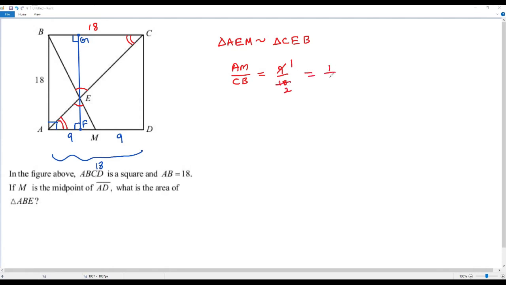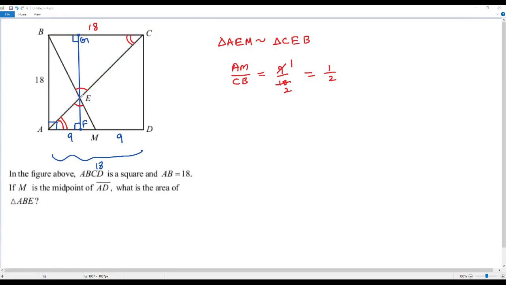Okay, here I got the ratio of the corresponding sides of these two similar triangles. Since these two triangles are similar and the corresponding sides are in the ratio 1 over 2, we'll have the heights of these two triangles in the same ratio 1 over 2. Here the line segment EF represents the height of this triangle AEM, and this line segment EG represents the height of this triangle over here.